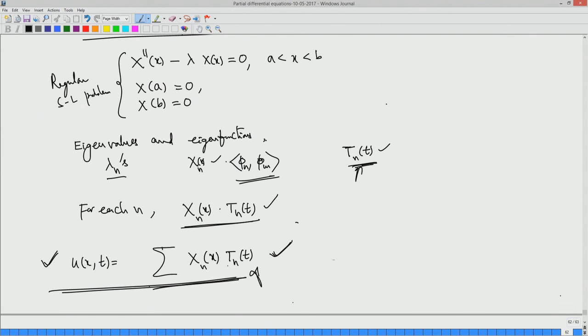This is what we will see in the next video. We will continue from here, try to get the eigenvalues and eigenfunctions, get X_n and T_n for each discrete value of n, make the superposition, and finally apply the initial conditions and get the arbitrary constants. That will be the solution of your initial boundary value problem in the finite domain.